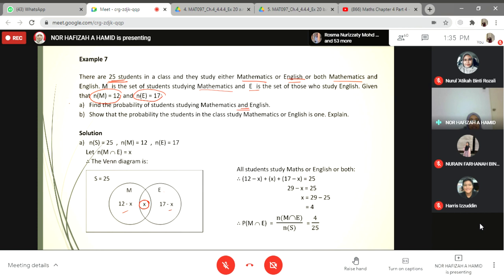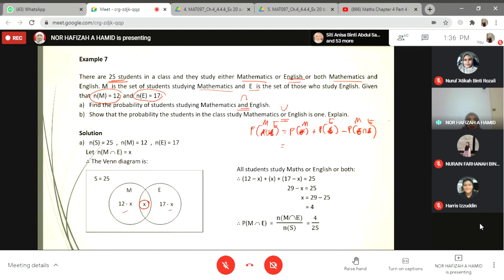So kalau yang B, show that the probability of students in the class study mathematics or English. So kalau or English makna union. Kalau N, intersection. Okay, so kalau union you boleh pakai balik formula yang tadi. A union B equal to probability of A plus with probability of B minus A intersect B. So probability of A dah ada, in maths or English, so M intersect with E. So ini probability for M. So this one probability for E and then this one for M intersect E.